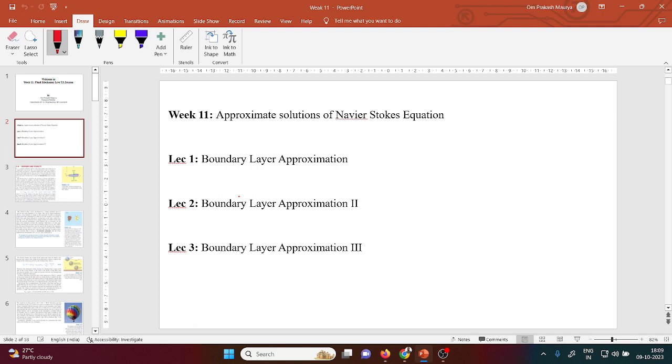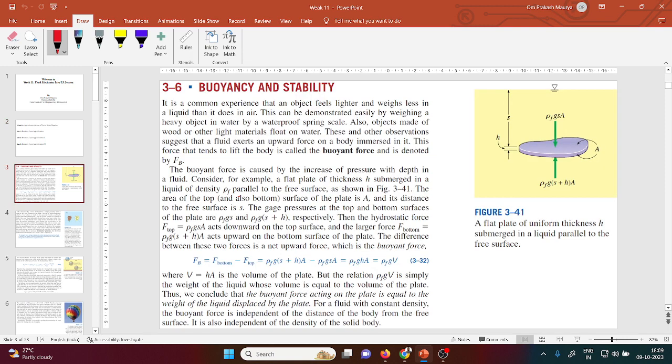Before going to boundary layer approximation, one student had a doubt about the buoyancy force, and the question was related to buoyancy, stability, rotationality and pitching. We will discuss buoyancy and stability first, then go for the boundary layer approximation. And I have some questions related to the boundary layer, so we'll solve those also.